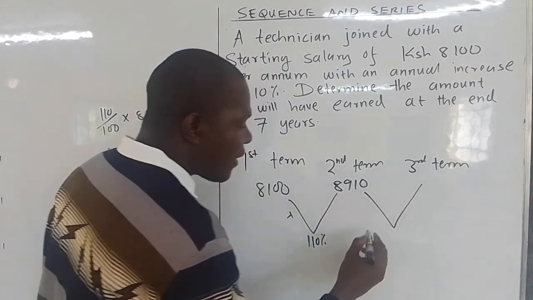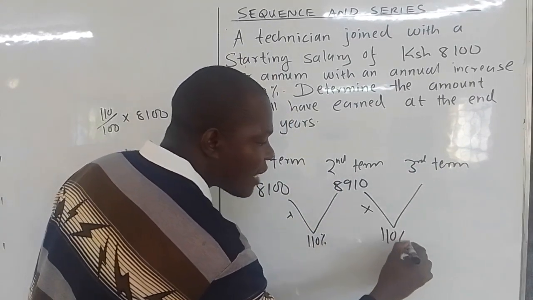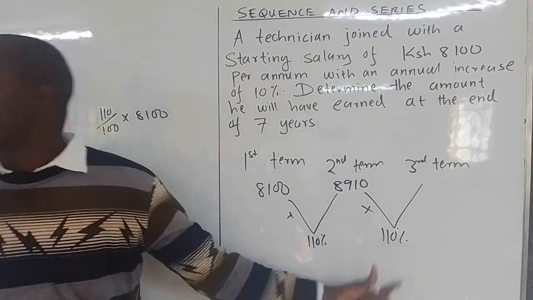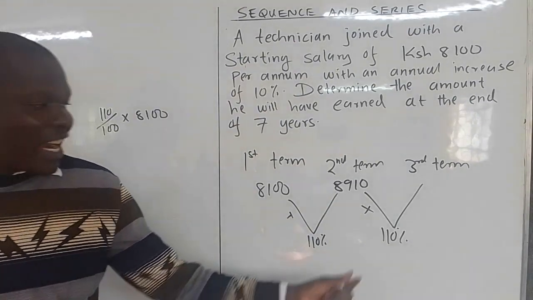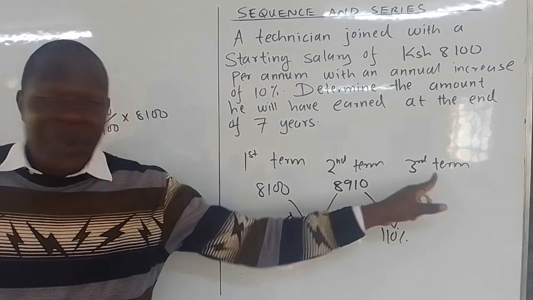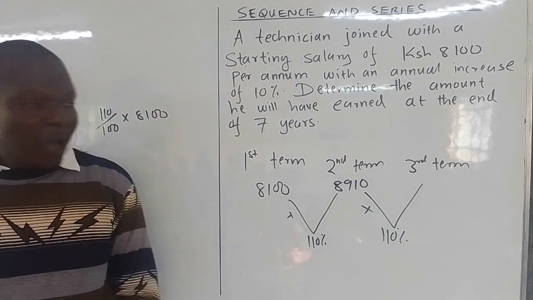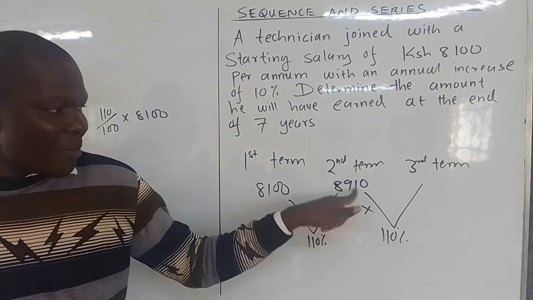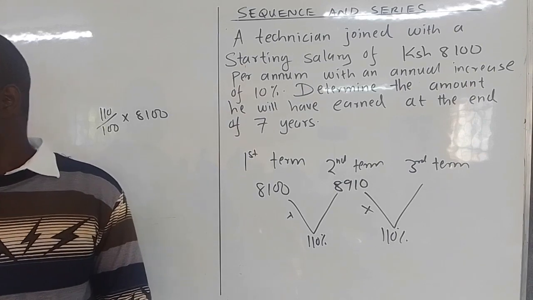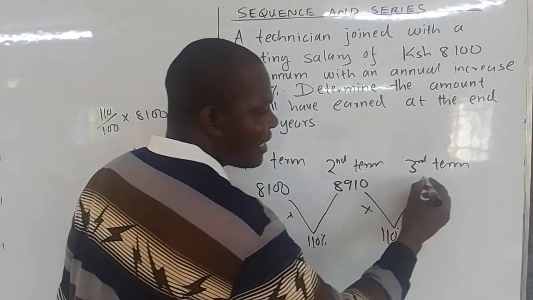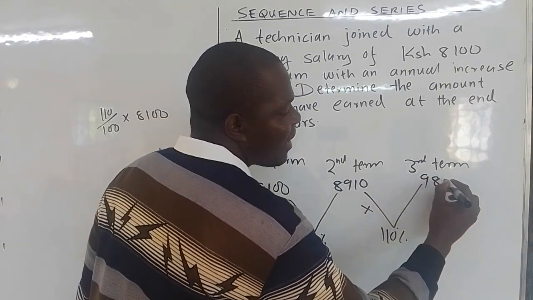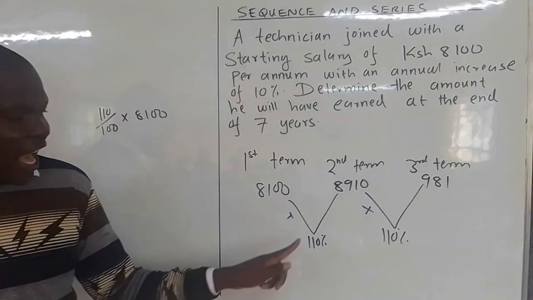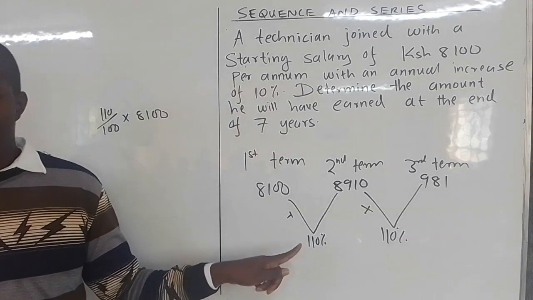Then you move to the third year. At the third year, an annual increase of 10% will give you an amount that is now 110% of the previous. So 110% of 8,910, are you seeing that? This is a multiplication. So what is 110% of 8,910? 9,801. So what do you see? There is a common ratio.